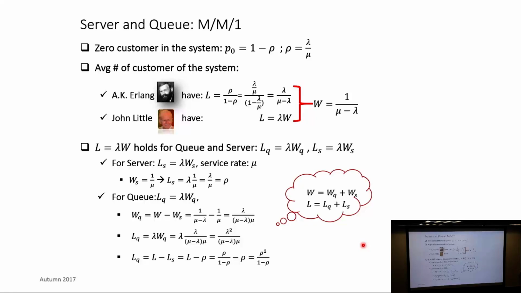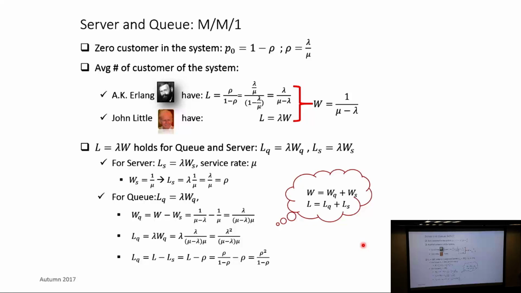The number of customers in a queue also equals the arrival rate times the average time in the queue. And from another point of view, the number of customers waiting in the queue equals the total customers minus the customers in service. But the customers in service is only determined by the utilization. So we could finally work out these equations.